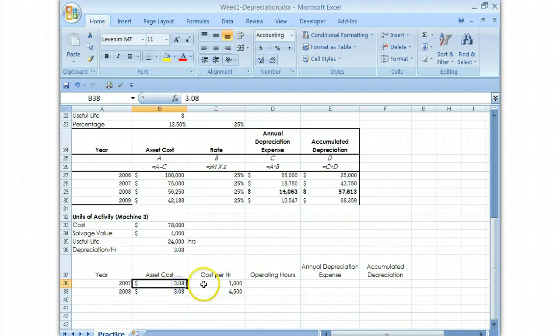So, I'm sorry, I'm off one. Let's move these over. Off one cell here. Okay, so this is 78,000. It's off just one little thing here.